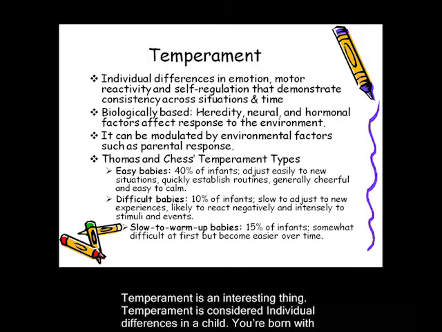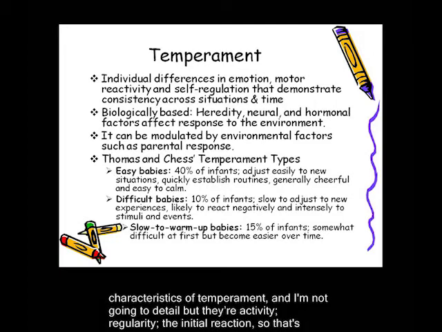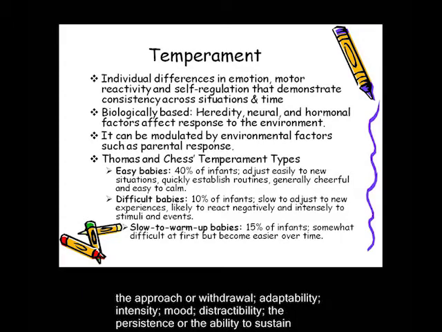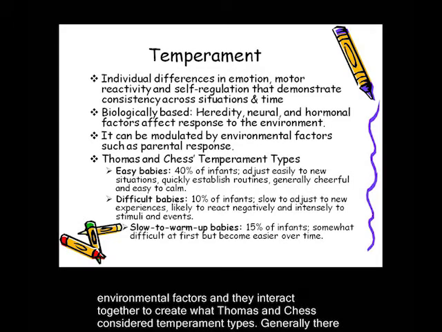Now, temperament is an interesting thing. Temperament are what are considered individual differences in a child that you're born with. These remain over time. They modulate with the environment over time, but some of the characteristics, there are actually 9 temperamental characteristics, and I won't go into detail, but they are activity, regularity, the initial reaction, so is that approach or withdrawal, adaptability, intensity, mood, distractibility, the persistence or the ability to sustain attention, and sensitivity. Now, these are 9 different characteristics that are basically biologically based, that modulate with environmental factors, and they interact together to cause what Thomas and Chess had talked about, their temperament types.